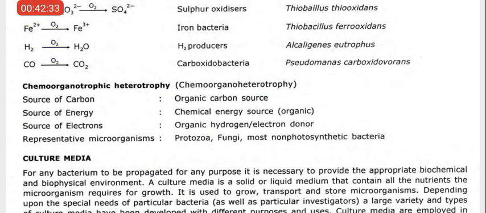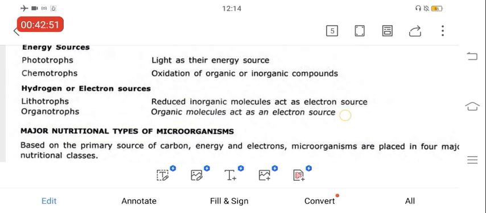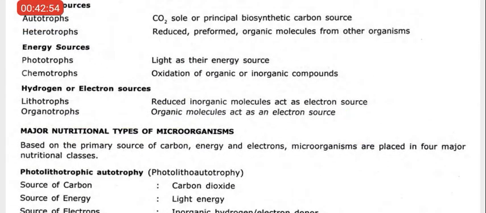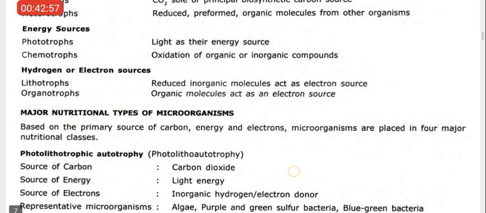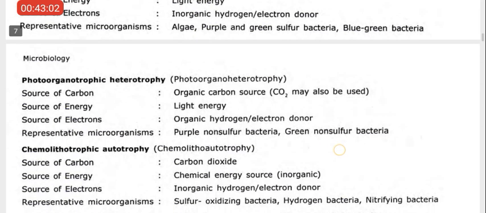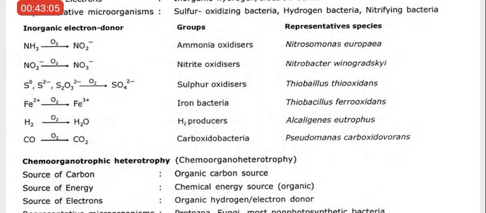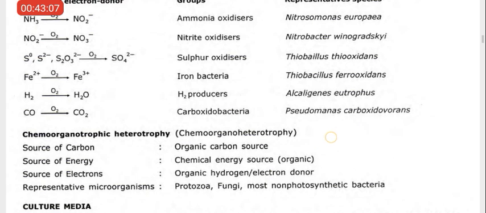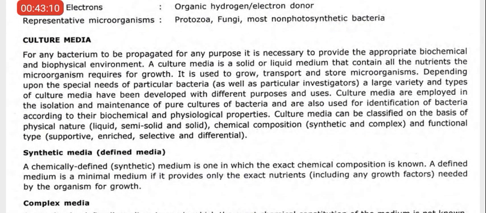Then chemoorganotrophic heterotrophy. Chemoorganoheterotrophy. Source of carbon, organic carbon source; source of energy, chemical energy source, organic; source of electrons, organic hydrogen electron donor. Representative microorganisms: protozoa, fungi, most non-photosynthetic bacteria. So here we mentioned important classes, major nutritional types: photolithotrophic autotrophy, photoorganotrophic heterotrophy, chemolithotrophic autotrophy, then chemoorganotrophic heterotrophy. So that's all about that.